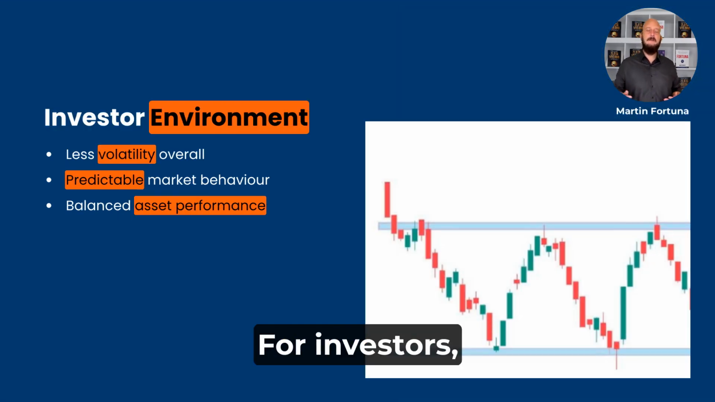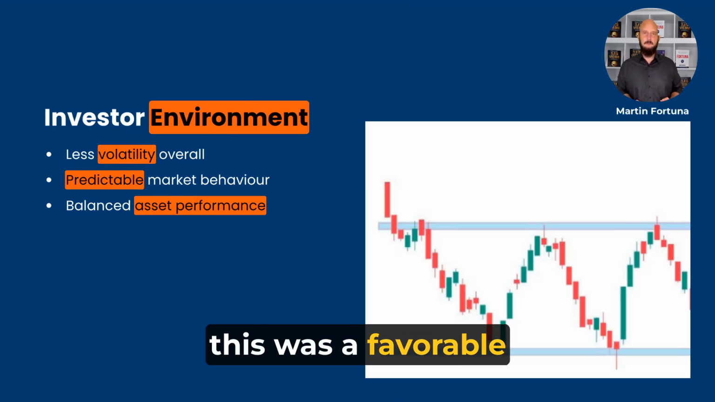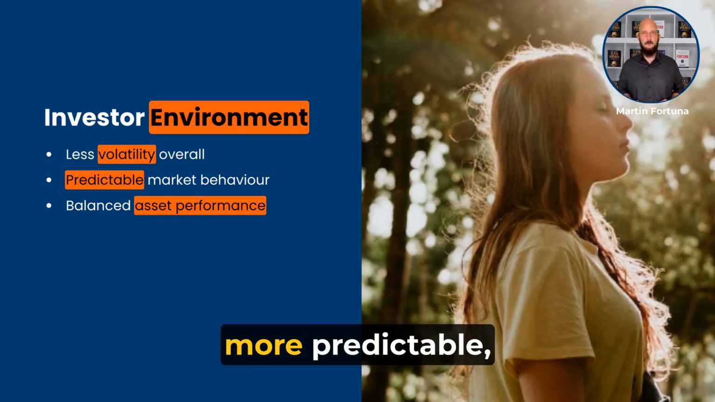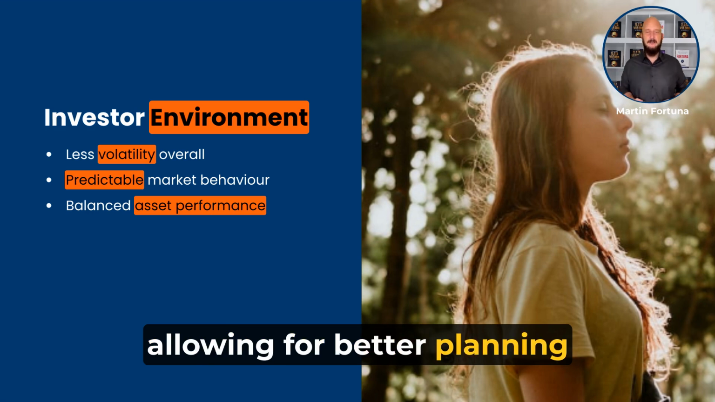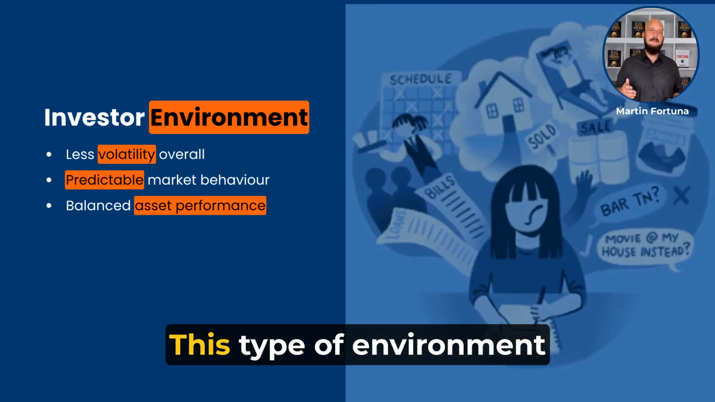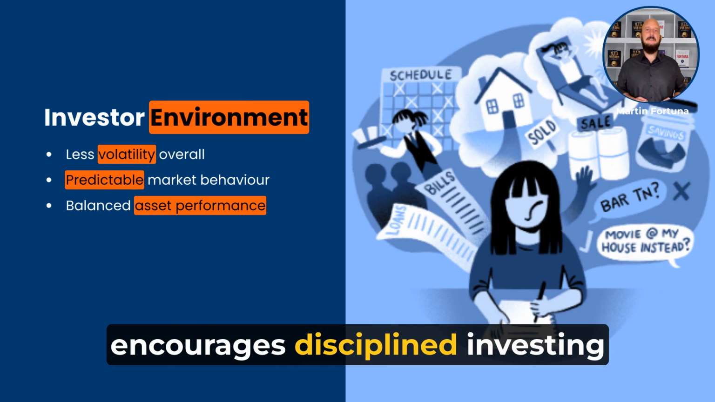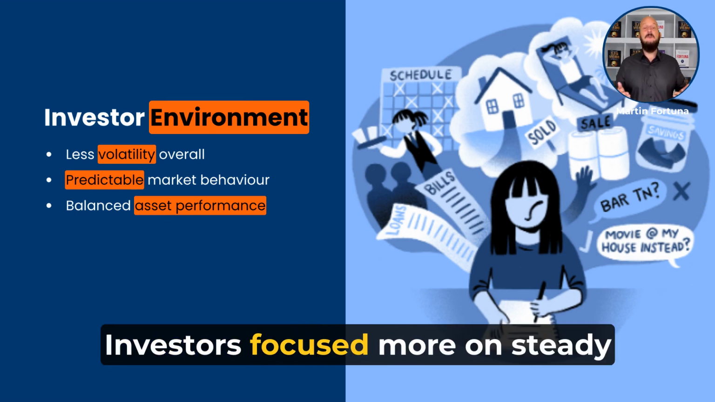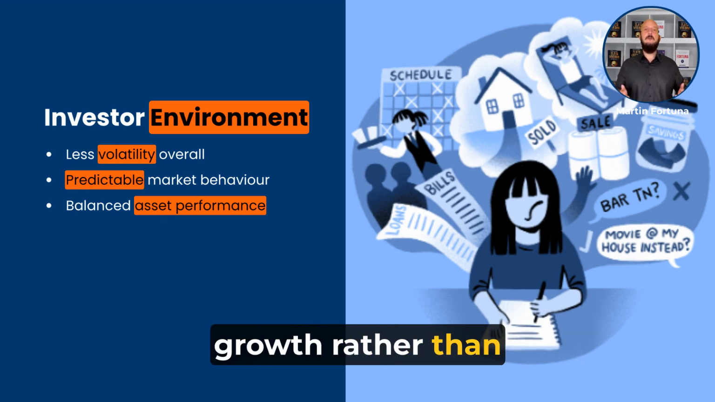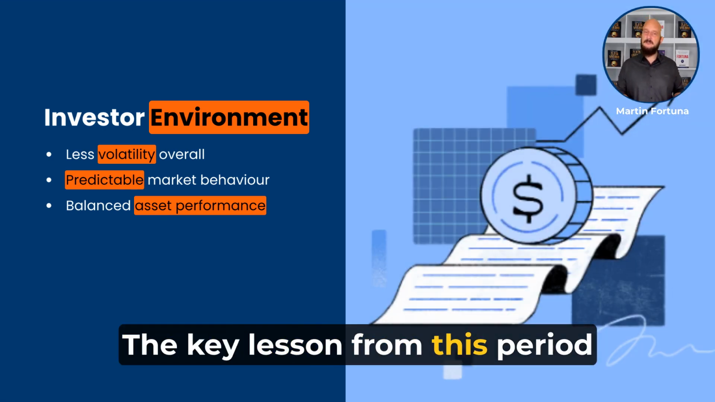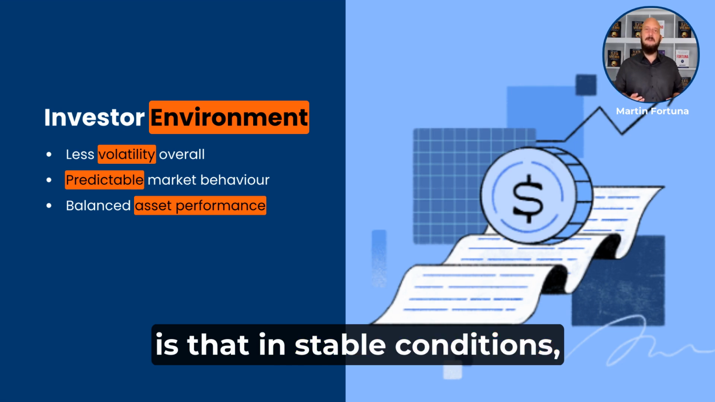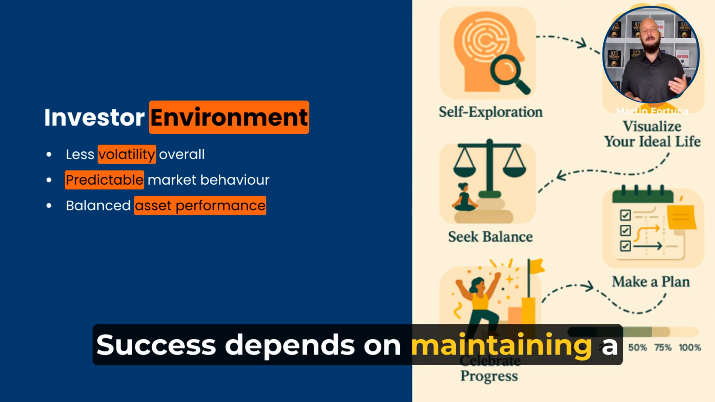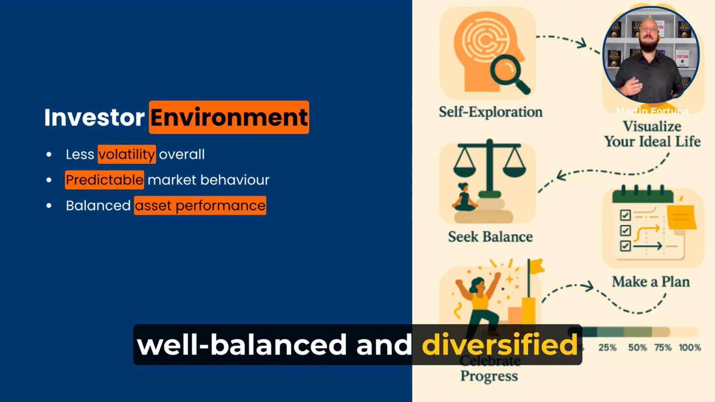Investor environment. For investors, this was a favorable environment. Market volatility was lower and price movements were more predictable, allowing for better planning and long-term strategies. This type of environment encourages disciplined investing rather than speculative behavior. Investors focused more on steady growth rather than short-term gains. The key lesson from this period is that in stable conditions, no single asset stands out significantly. Success depends on maintaining a well-balanced and diversified portfolio.